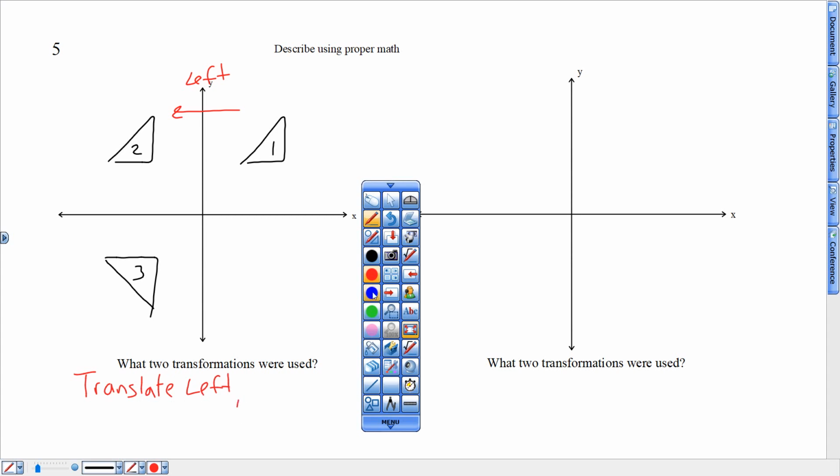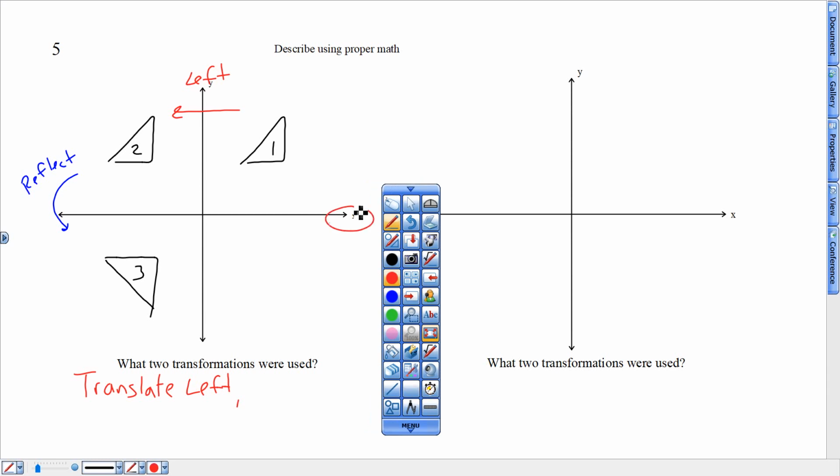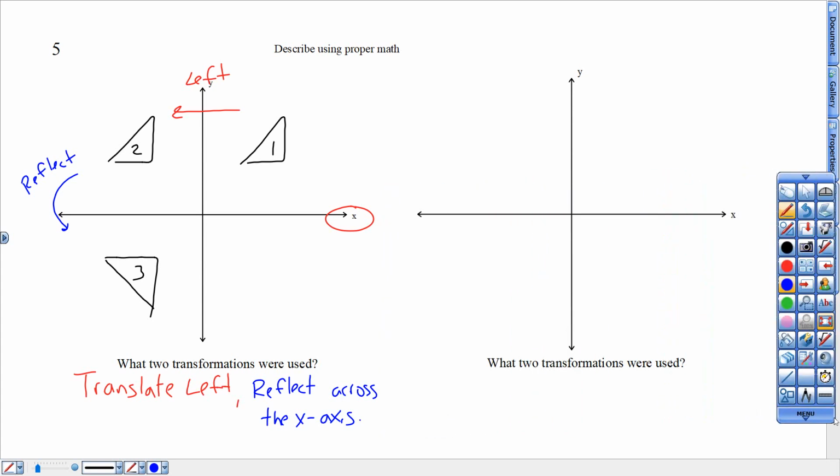Translate left. And then I need you to see that this right here is not a translate. It's a reflect. Don't say the word flip. Even though it's flipping over this x-axis, we don't use the word flip. We got to say reflect. And then make sure you tell me which line it's reflecting over. So the next step, reflect, and then you got to tell me across or over the x-axis. You got to tell me exactly which line it's crossing over, across the x-axis. So translate left, reflect across the x-axis.